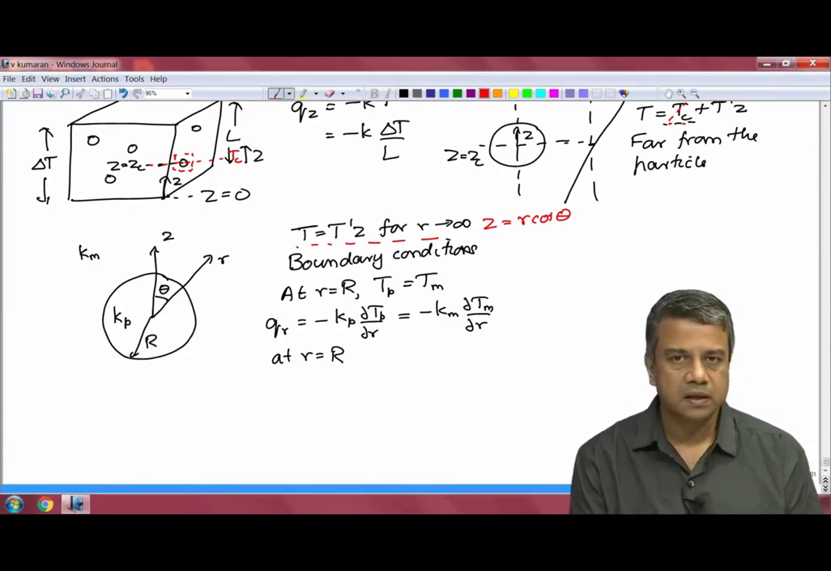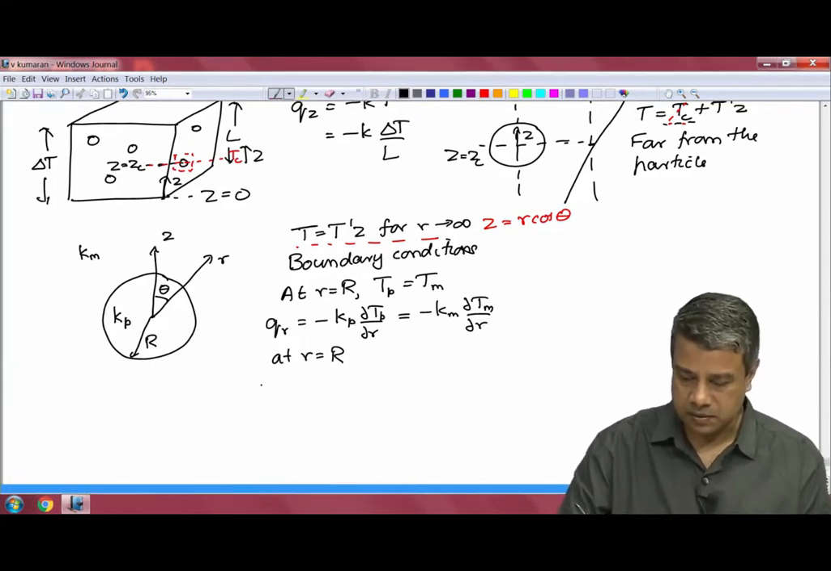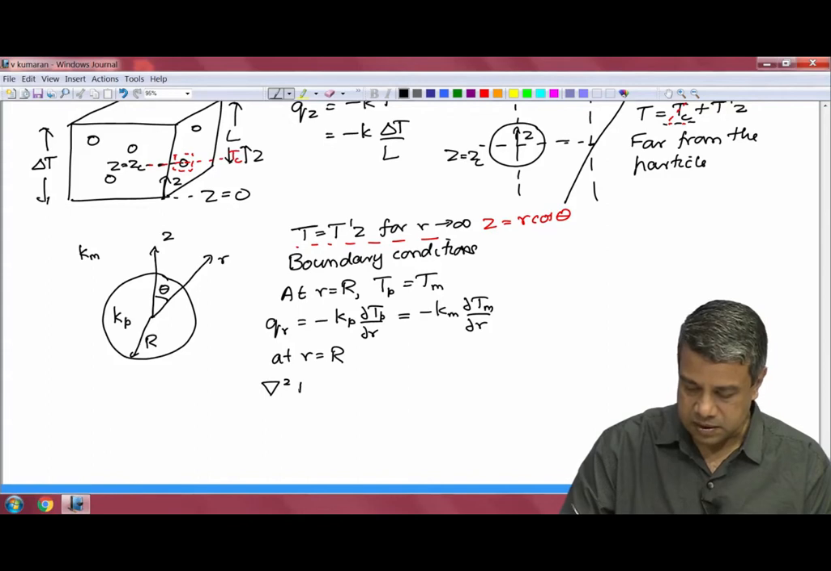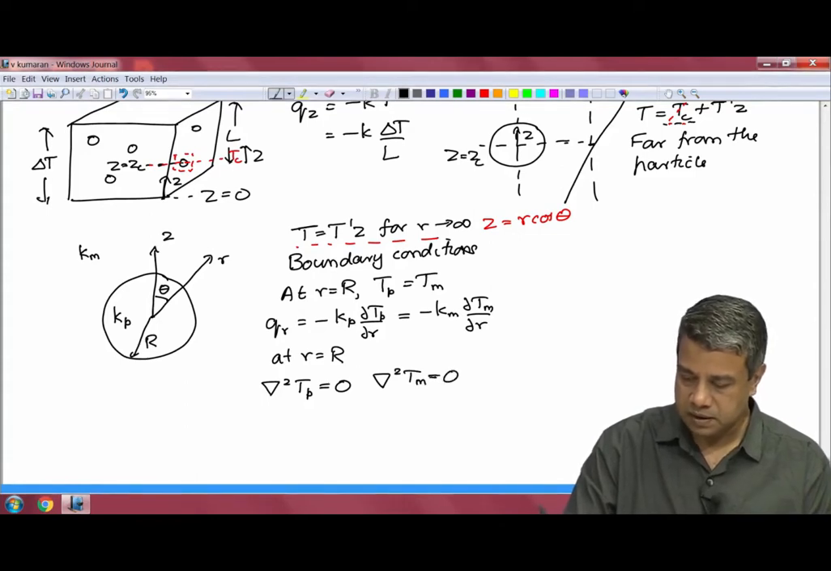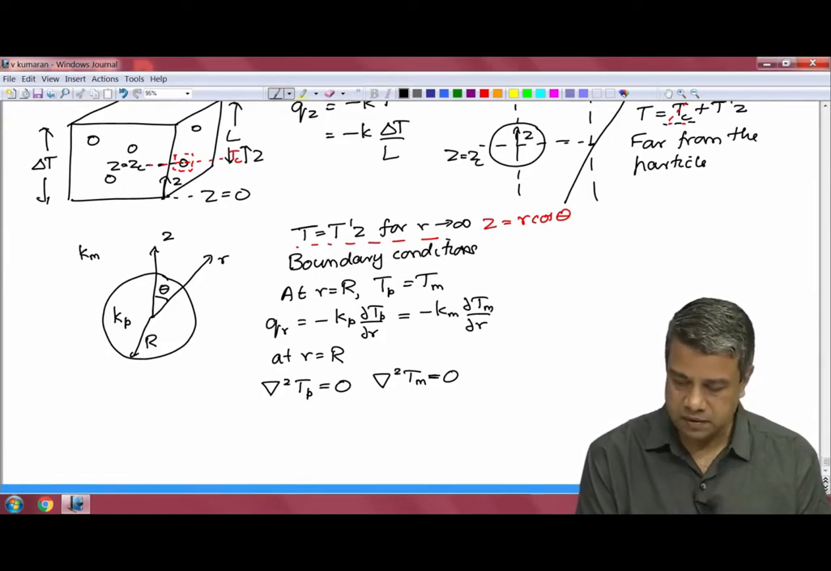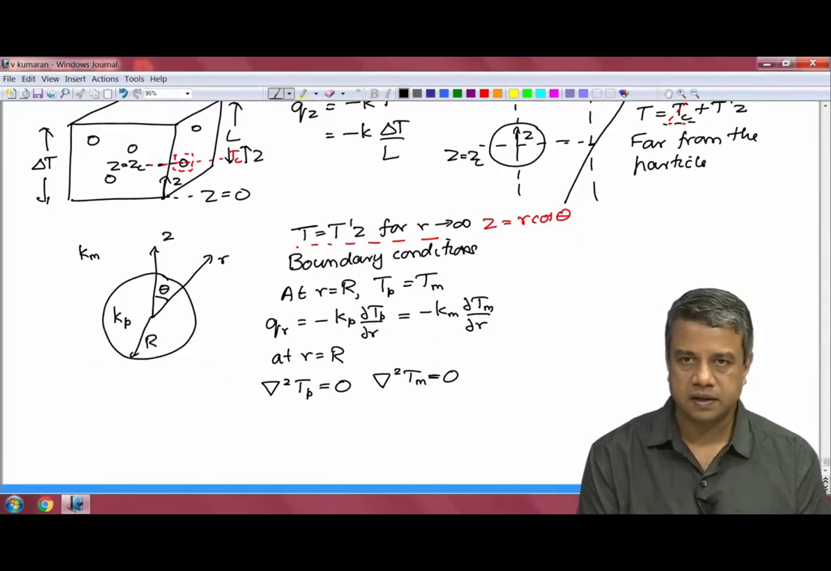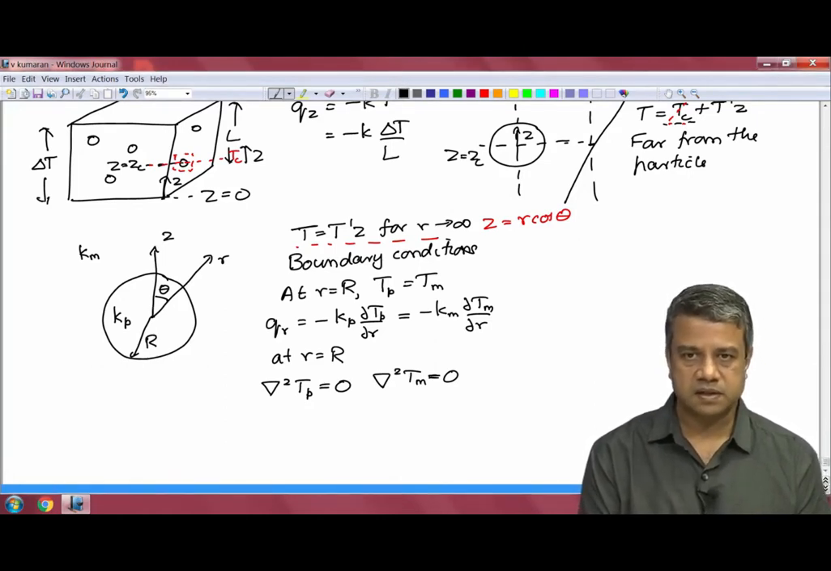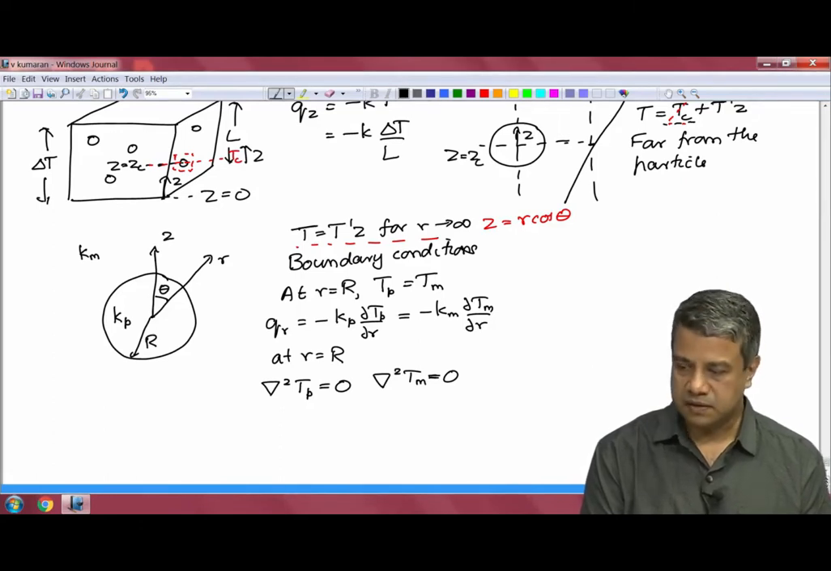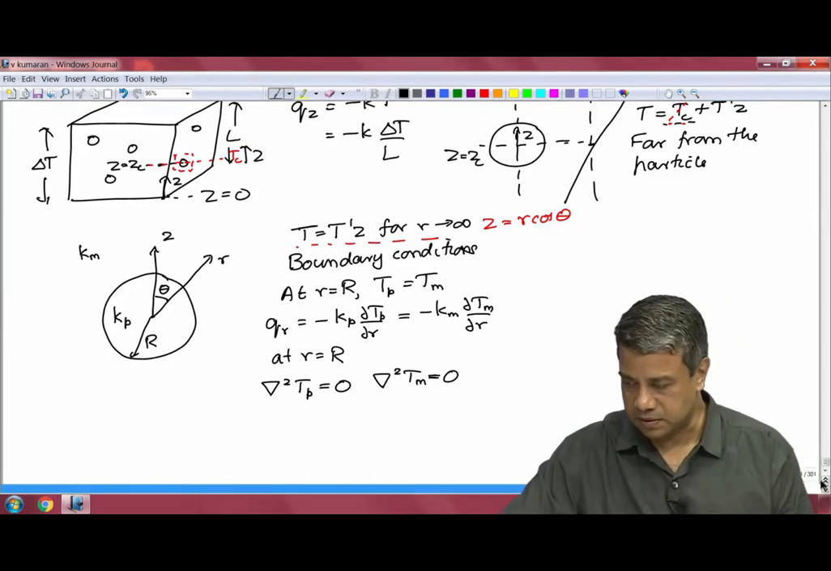What are the temperature equations for the temperature in the particle and the matrix? Laplace equations, del square Tp is equal to 0, del square Tm is equal to 0, in the particle and the matrix. So, we have to solve these two equations subject to boundary conditions, find the temperature field and then find the excess flux due to the presence of the particle, and from that determine what is the effective conductivity. So, that is the procedure that will be used.